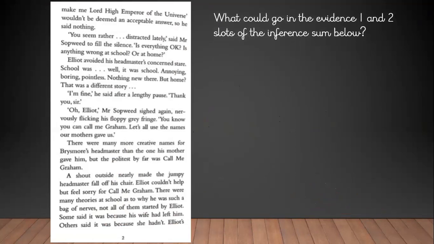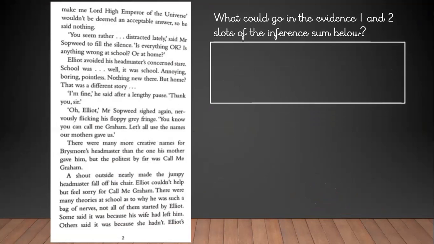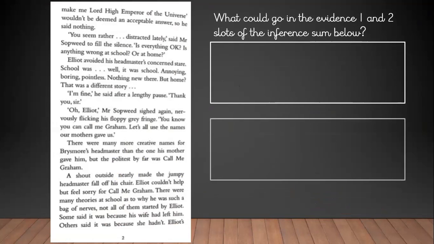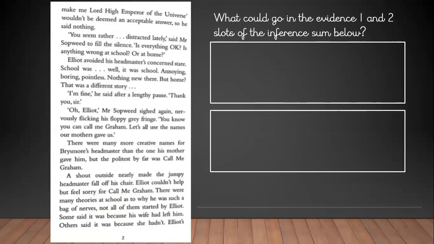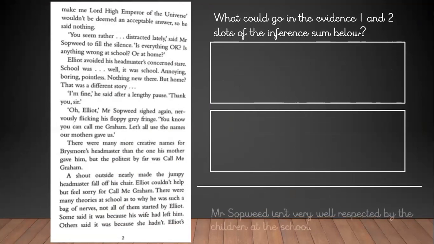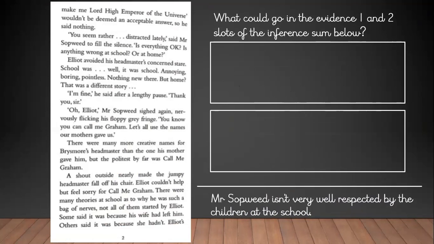So here is the second page of the story. So I'd like you to have a think and to write down for me as a bit of a practice, then we'll talk about it. What could go in the evidence 1 and 2 slots of this sum? So what piece of evidence added to what other piece of evidence would equal this inference? Mr. Sopweed isn't very well respected by the children at the school.